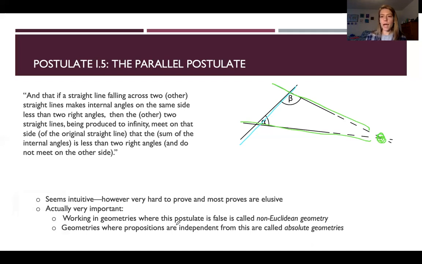If Euclid did not include this postulate in his geometry, or the postulate was false, so this wasn't true, it's actually called non-Euclidean geometry. And geometry where this proposition is independent from this is called an absolute geometry. So that means the other propositions don't rely on this parallel postulate. That's called absolute geometry. And so that's kind of intriguing.